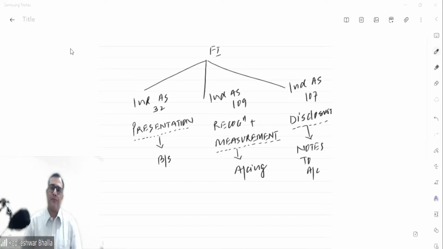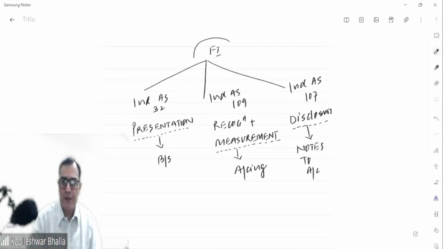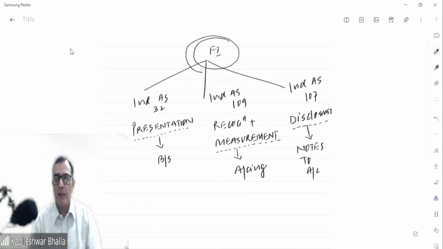Okay, now coming to the fact that when I am looking at the standard financial instrument, the very first question that comes to my mind is, what is a financial instrument? Whenever I look at any standard for that matter, I always first of all focus on the name of the standard. So let's first of all begin with the definition of what a financial instrument is.